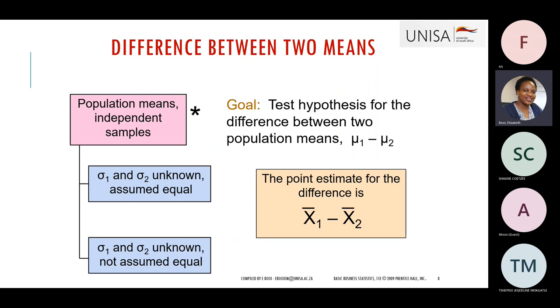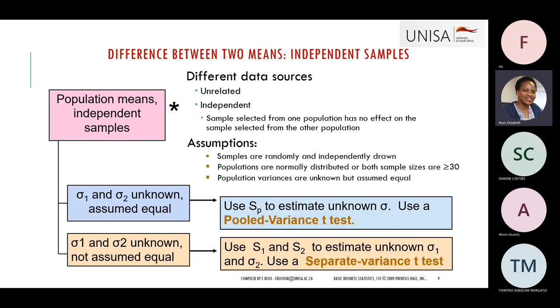However, there are some assumptions that you also need to take into consideration when you do the test. In terms of your module, we're only going to concentrate on one, which is where the population standard deviations of the two populations are unknown, and we assume that they are equal. We're not going to concentrate on the not-assumed-equal one, because with not assumed equal, we use the separate variances.